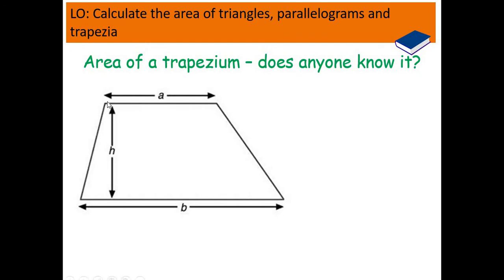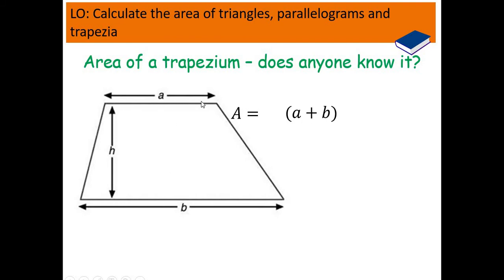So here is our trapezium. This is a trapezium, and we can see we've got marked on here, we've got A, we've got B, and we've got H. So let's have a look at that formula. So to work out the area, you add together A and B, our two parallel sides.